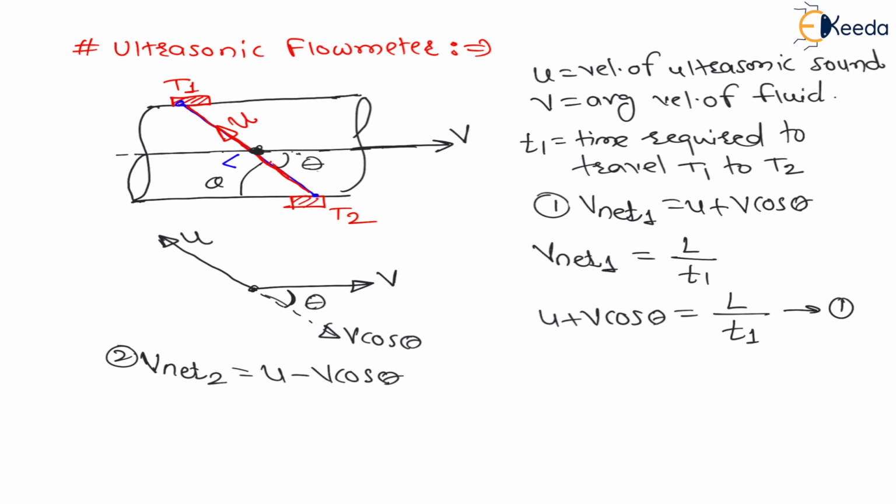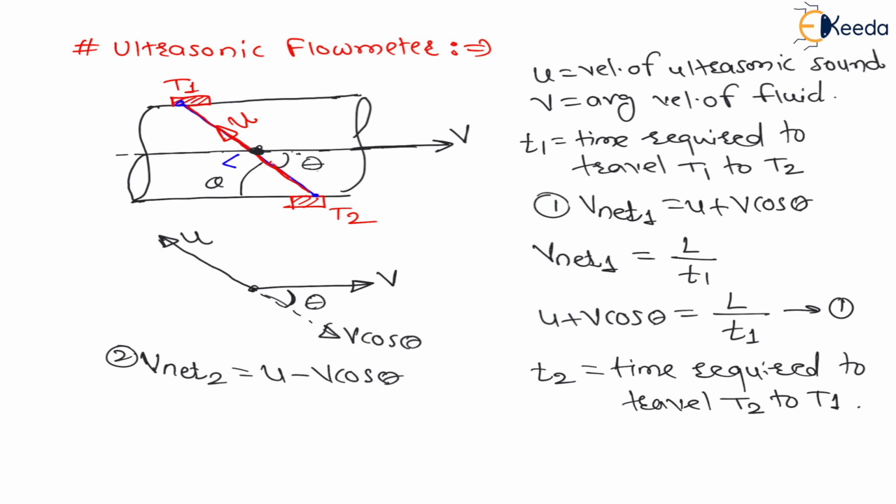And let us say t2 is the time required to travel from transducer t2 to transducer t1, right? So my dear students, can I say this v net 2 will be equal to distance traveled, again L. Therefore this v net 2, which is nothing but u minus v cos theta, will be equal to distance traveled divided by time taken t2. Now let us say this is our second equation.